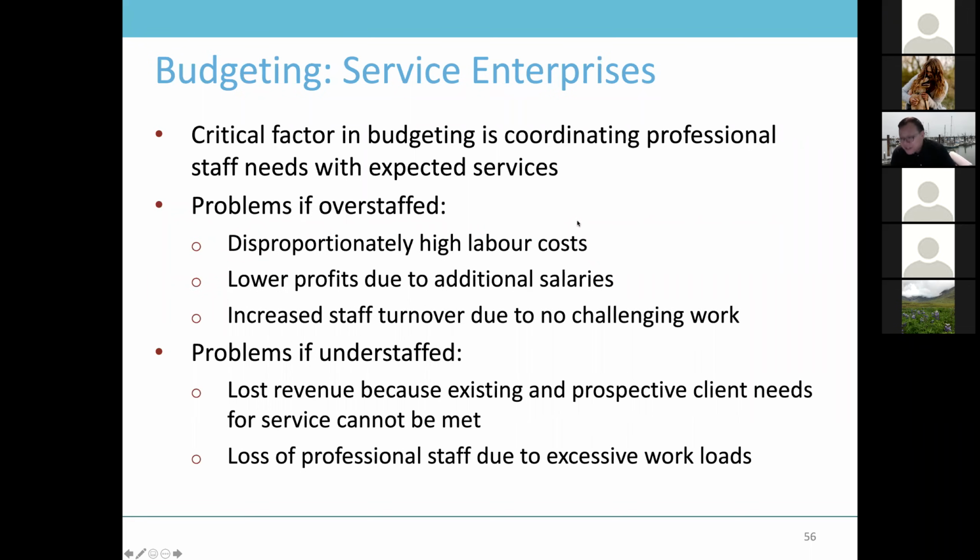What if you are understaffed? If you have fewer employees, then you can't take on potential clients. You don't have enough staff hours, you have to say no to a lot of the work, so you lose some revenue opportunities. So that's basically the situation. The tricky part is budgeting the right number of staff. That's the key for this professional service business.